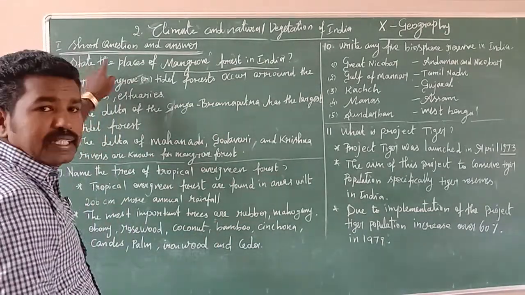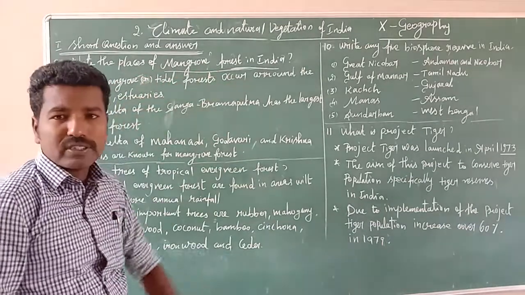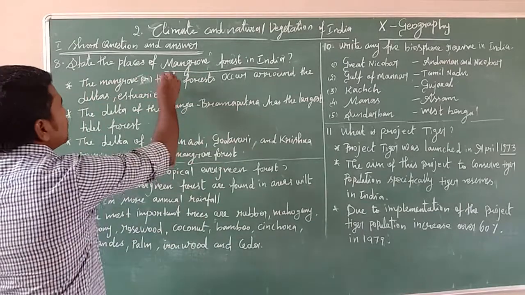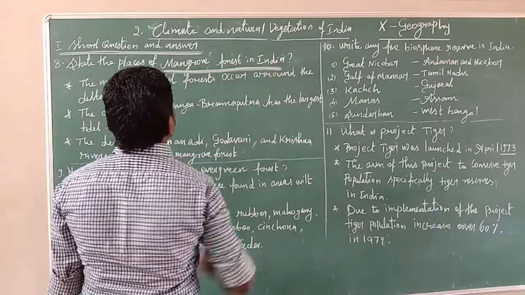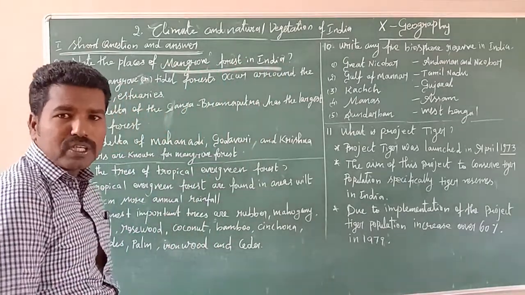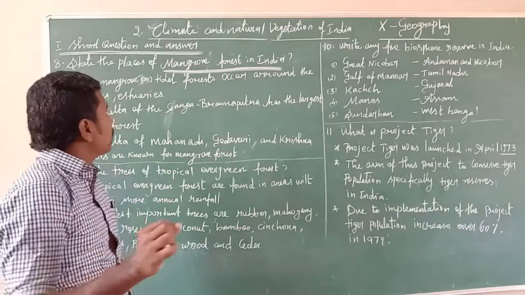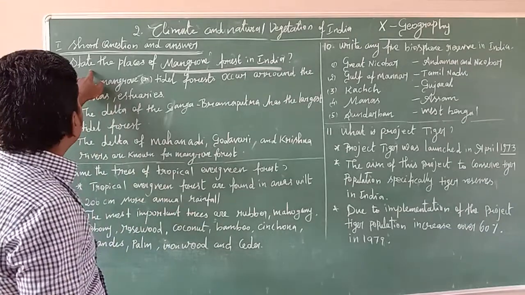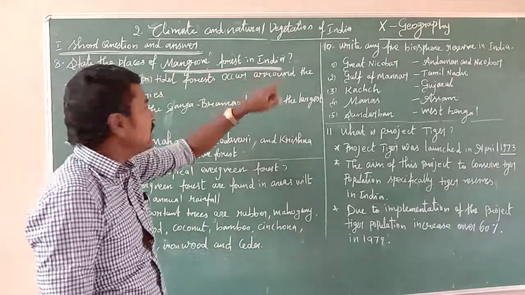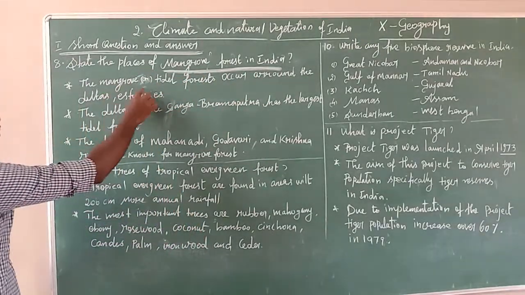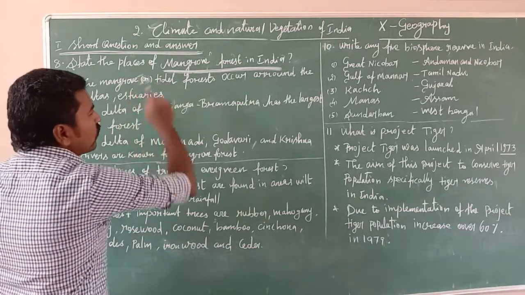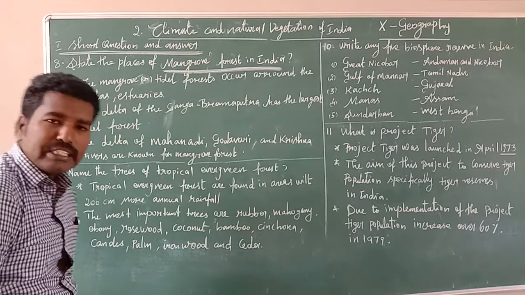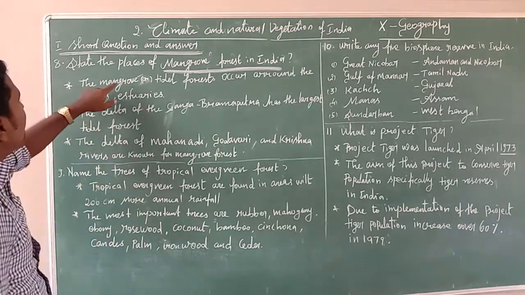First of all, state the places of mangrove forest in India. This is a very important question and answer. What is the question? Where is the mangrove forest situated? That is the question: state the places of mangrove forest in India. The answer: the mangrove or tidal forests occur around the deltas and the estuaries.